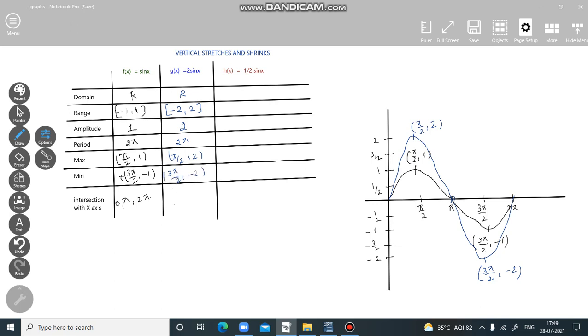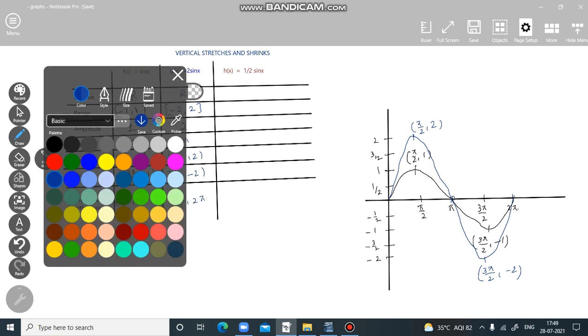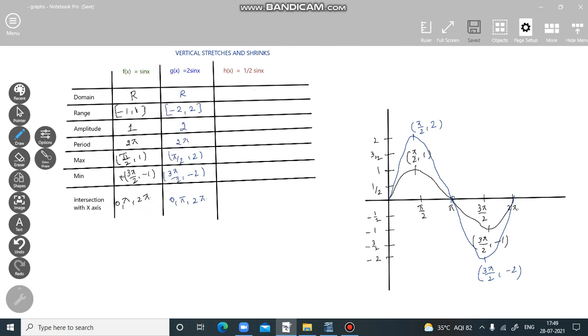And what about the points of intersection with the x-axis? That will not change since the period is the same. It is going to be the same, 0, pi and 2 pi. Now coming to the last one, that is when the coefficient of sin x is half. Let us see how the graph will look. It will rise only up to +half, and here it will fall only up to -half. Therefore the graph will be a more flattened one, like this. And the points of intersection with the x-axis will not vary.